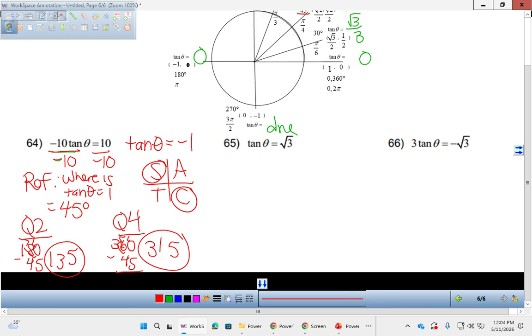The process of everything I just did is no different than what we did last week. It's just last week, to find the reference angle, I was simply looking at an x value or a y value. Now I have to look at the y divided by the x.